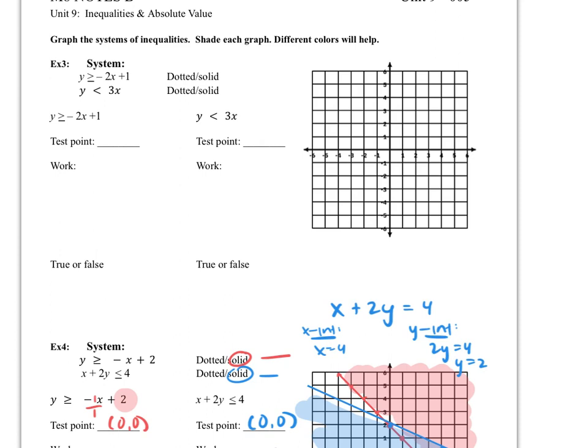Pause the video. So you're going to graph both lines, solid, dotted, start at the y-intercept, rise and run, test point. You should have 2 overlapping shaded regions when you're done. Press play when you're ready to check your answers.